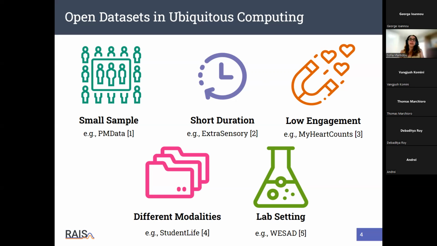Similarly, there are datasets that have similar contributions to ours and are very correlated to ours, but they offer some additional modalities or they exclude some other modalities. Of course, as you can understand, datasets with different modalities can serve different purposes. And finally, there are some datasets in the lab setting, and there is plenty of research supporting that datasets in the lab setting do not necessarily represent the realistic behavior of the users.